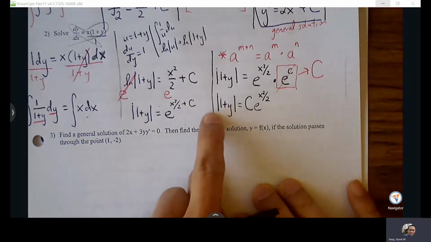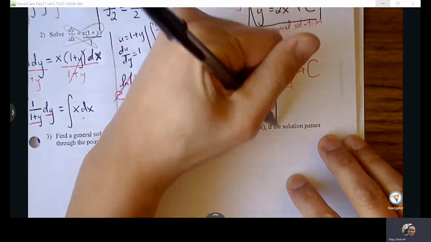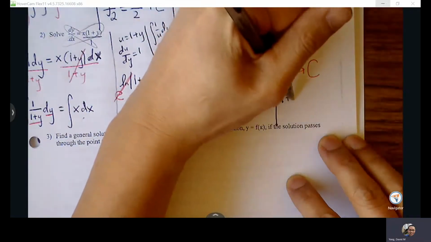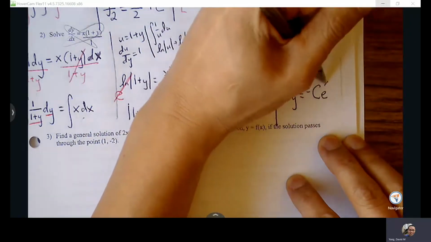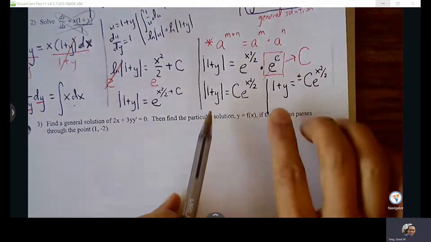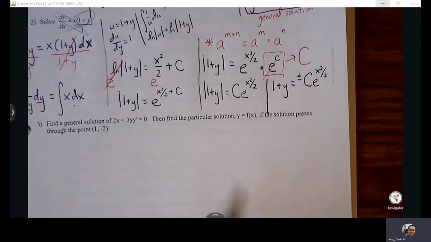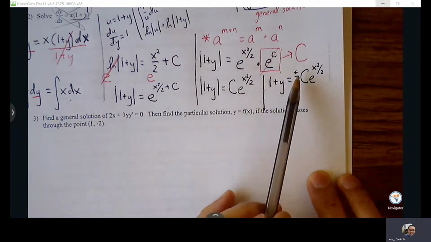Now, we have one more thing we've got to take care of, and it's the absolute value. Okay, we know absolute value has a way of representing plus or minus, so we're going to drop the absolute value, and as we drop the absolute value, it's going to transfer over to the right side as a plus or minus ce to the x squared over 2. Okay, because we made that balance, right? We want to solve for y. We want to remove that absolute value. The absolute value goes away, plus or minus.